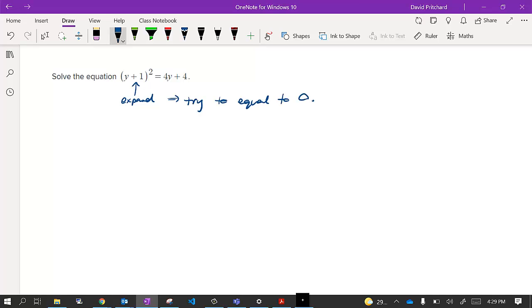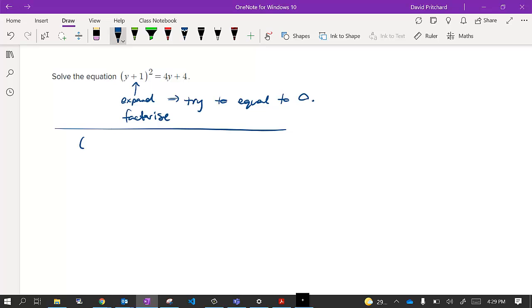So expand, I left a step out there. We probably also want to factorize. So expand, get it equal to 0. If we can factorize, then we can use null factor theorem. So let's start by expanding. y plus 1 all squared.